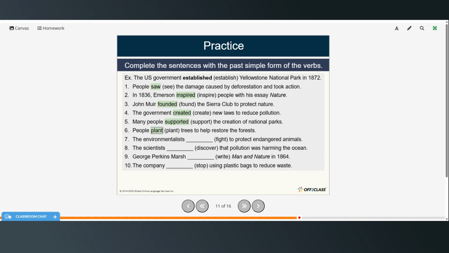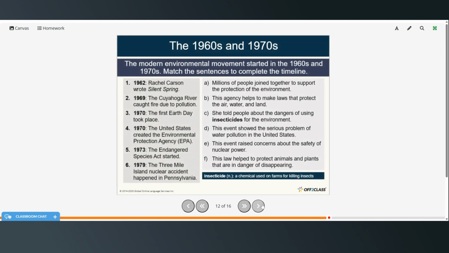People planted trees to help restore the forests. The environmentalists fought to protect endangered animals. The scientists discovered that pollution was harming the ocean. George Perkins Marsh wrote Man and Nature in 1864, and the company stopped using plastic bags to reduce waste. So the modern environmental movement started in the 1960s and 1970s.